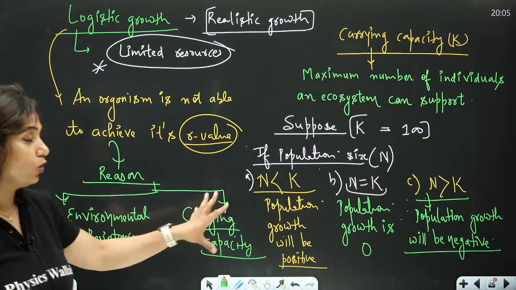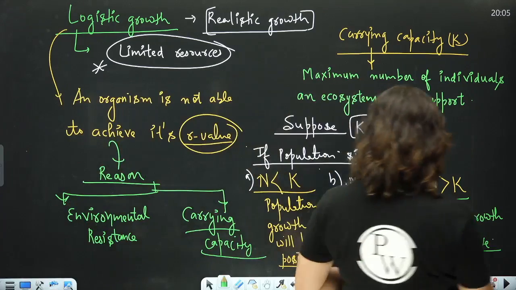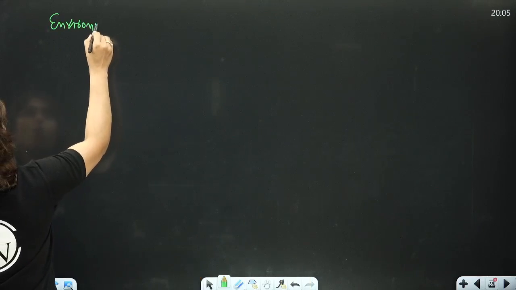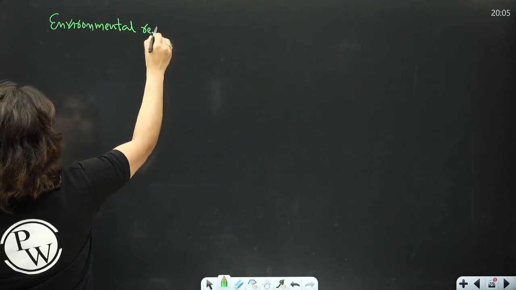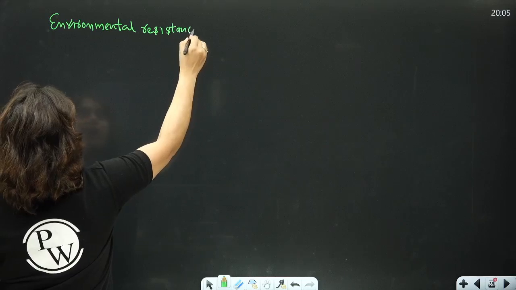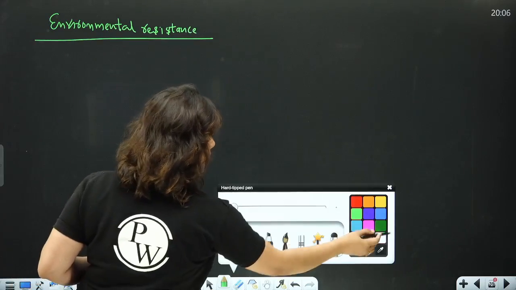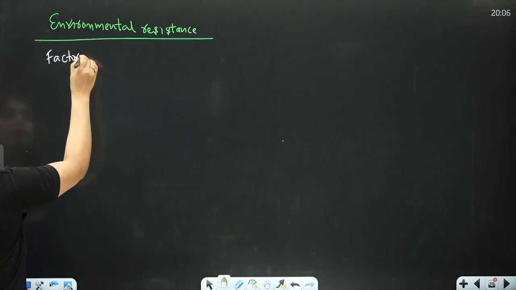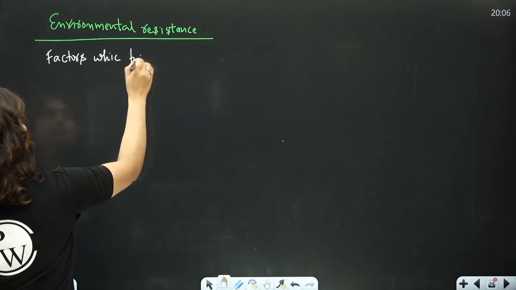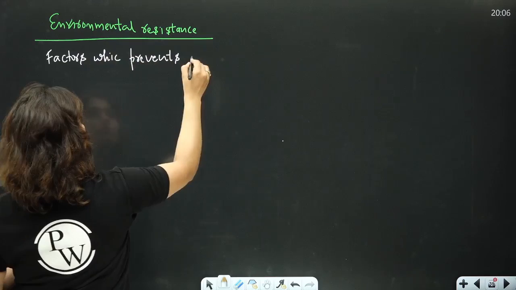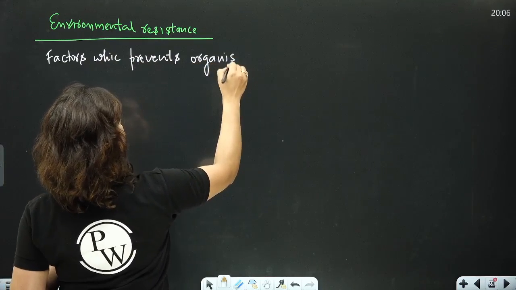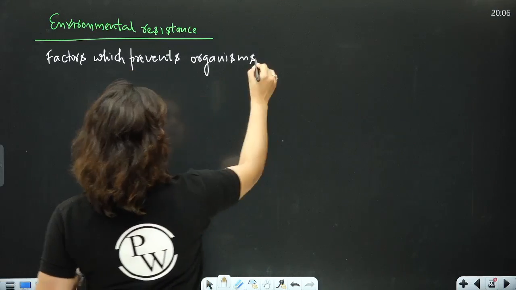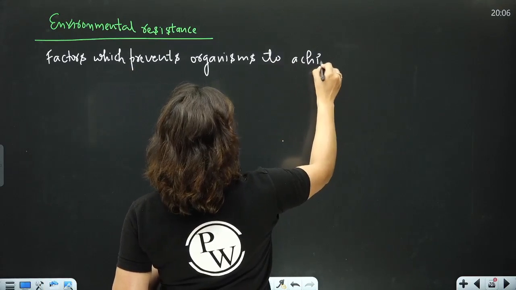Okay, so this is important. I hope you understood what is carrying capacity. Then comes the environmental resistance. Environmental resistance are all those factors in nature which prevent the organism from achieving their R value, right? Because if every organism achieved their R value, then what would happen on Earth? Factors which prevent organisms from achieving their R value.